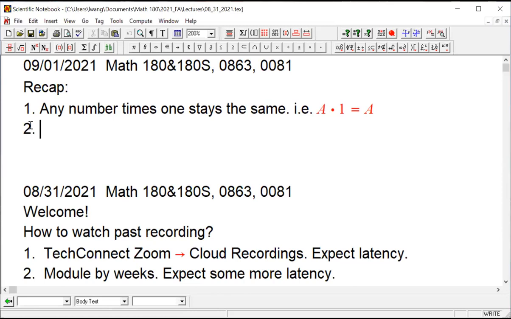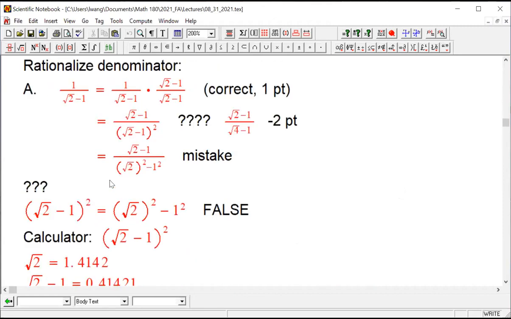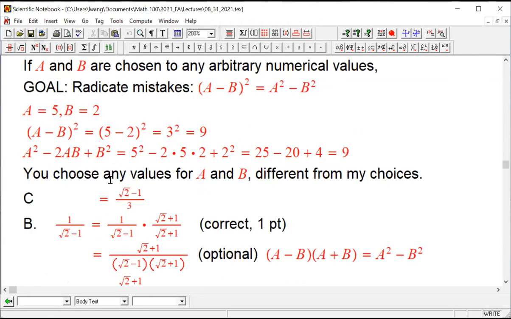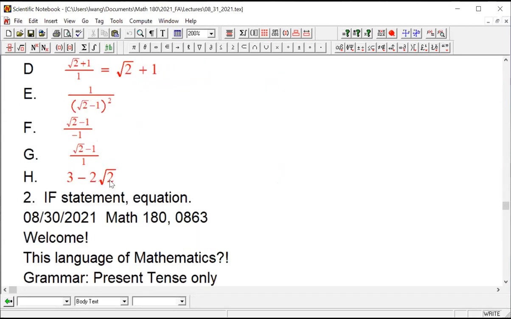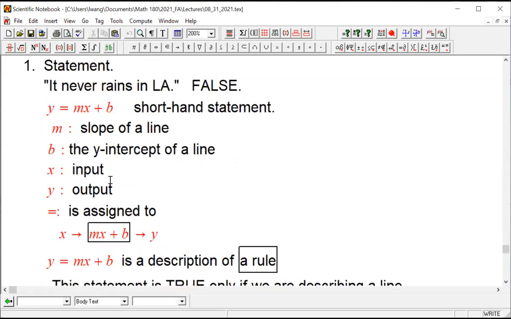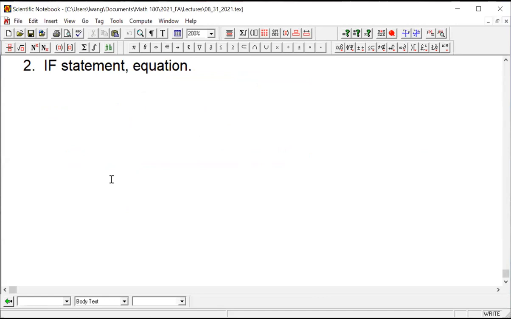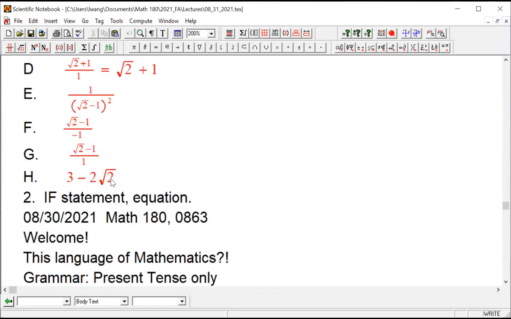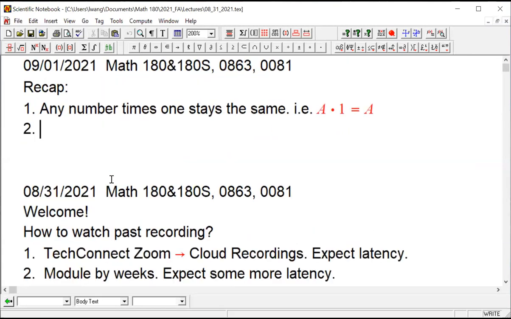Number two, okay, number two. Have we covered number two yet? I don't think we have. What was it? Did we cover number two yet? I don't think so. Okay.